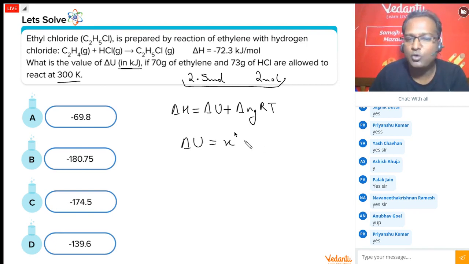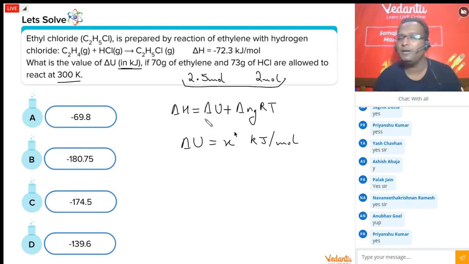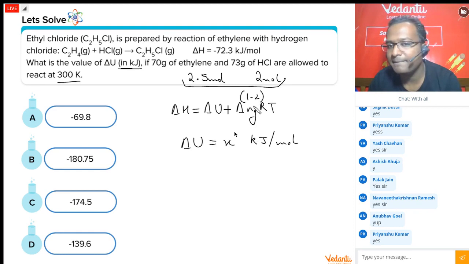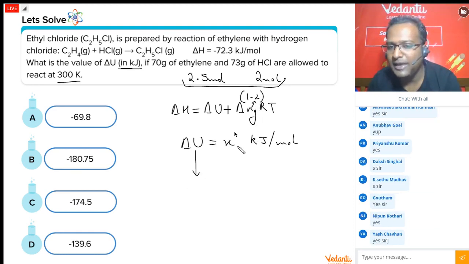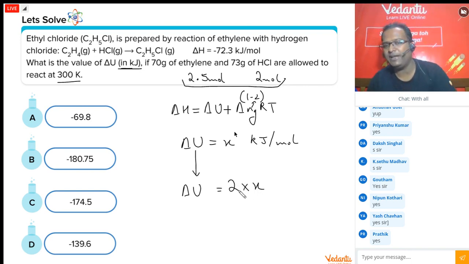You will get delta U, but you will get it in terms of kilojoule per mole, because delta H was also in kilojoule per mole. And delta Ng का value क्या आएगा? Delta Ng would be 1 minus 2 from the reaction, isn't it? So now if I want to convert delta U, which is kilojoule per mole, into overall kilojoule, then I will have to multiply it with 2. Why will I multiply it with 2? Because 2 moles of reaction is taking place, isn't it?